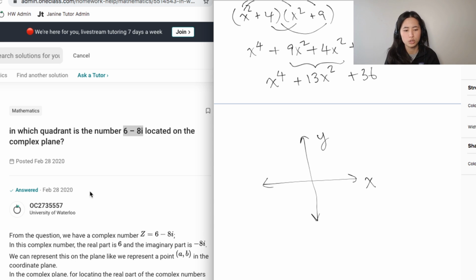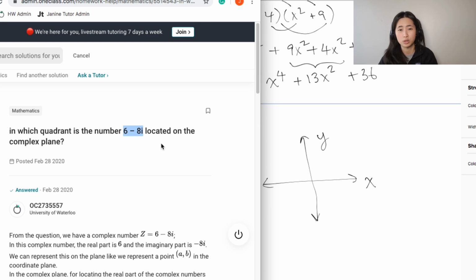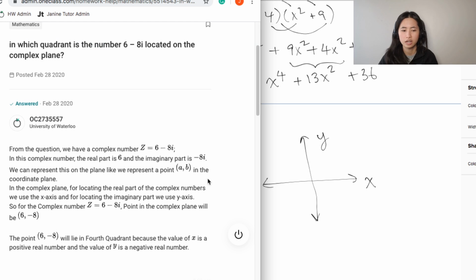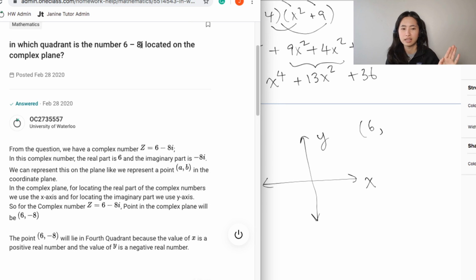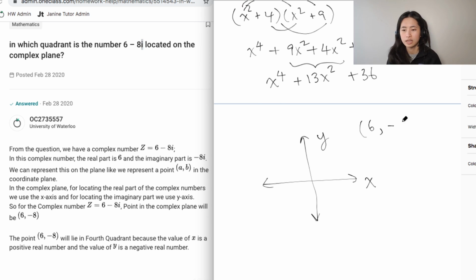So what they're trying to do here is they're trying to break down your x and y coordinates. So if you have your 6 over here, they're going to write this as 6. So that's going to be your x coordinate, and your y coordinate is simply going to be the number that is multiplied to your imaginary number. And in this case, it's going to be minus 8, right? So this is going to be 6 comma negative 8, right?